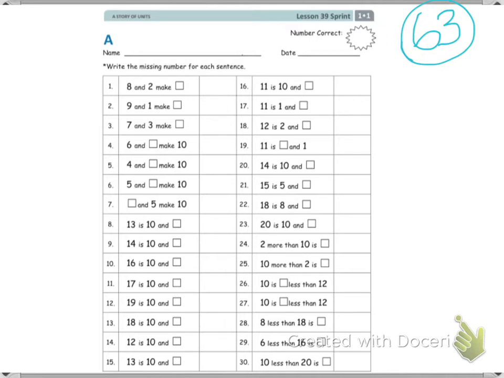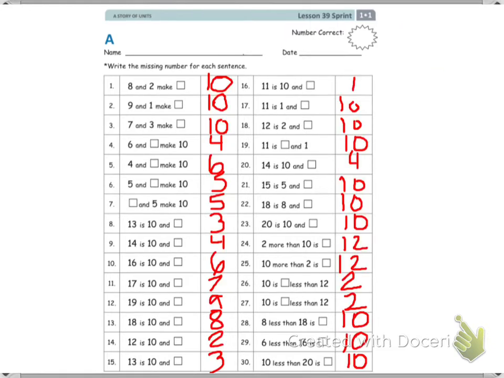Alright, so looking at this. Number 1 is 10. Number 2 is 10. Number 3 is 10. Number 4 is 4. Number 5 is 6. Number 6 is 5. Number 7 is 5. Number 8 is 3. Number 9 is 4. Number 10 is 6. Number 11 is 7. Number 12 is 9.